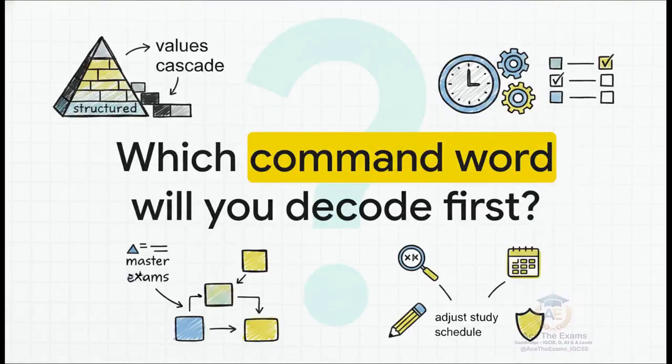So, as we wrap this up, remember that dominating Cambridge physics isn't just about knowing the facts, it's about knowing how to play the game. You've got the master blueprint now, from the cascade effect of structured questions to surviving the 75-minute multiple-choice sprint.